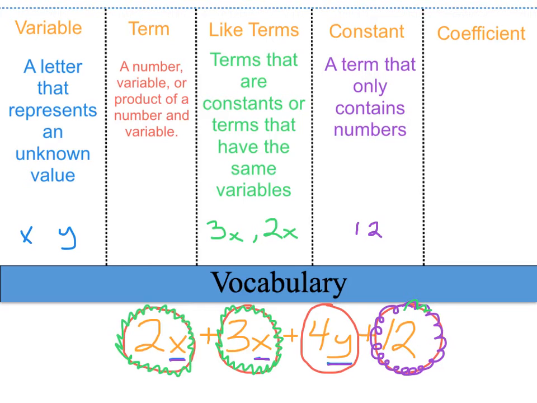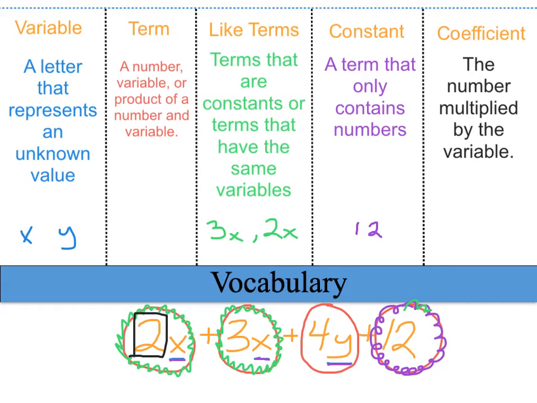The last part of our algebraic expression is called a coefficient. And the coefficient is the number multiplied by the variable. Or you can also look at it as the number in front of the variable. So the number in front of the variable would be 2, because 2 is in front of x. So that's a coefficient. Another coefficient that I have would be 3, because the 3 is the number in front of the variable.